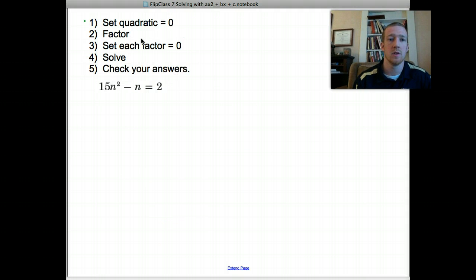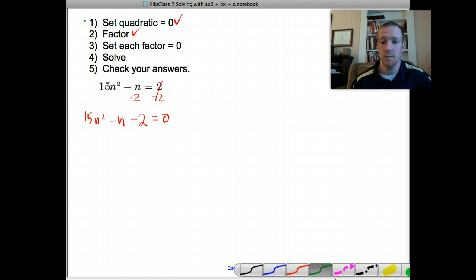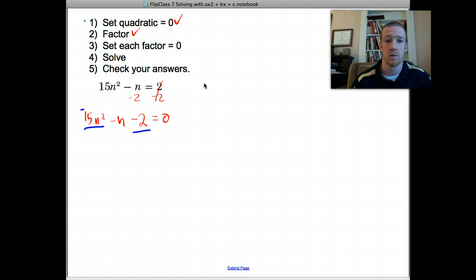So we need to set our quadratic, a quadratic is anything with a squared term in it, equal to 0. So that's not done yet. What I got to do is subtract 2 from both sides, and that gives me 15n squared minus n minus 2 equals 0, because those cancel and give us 0. So now we've set it equal to 0. Now we have to factor. So we need the things that we're going to multiply to 15 times negative 2, so negative 30, and they need to add to negative 1, right? It's like a negative 1 here.